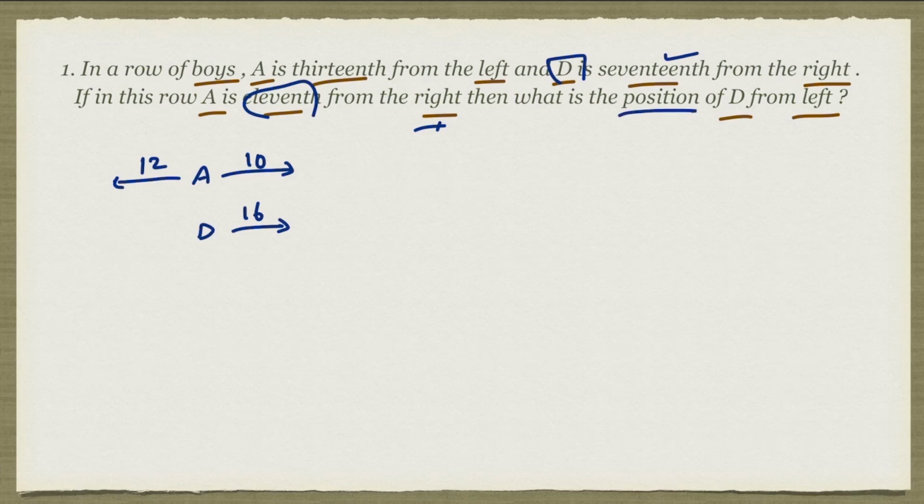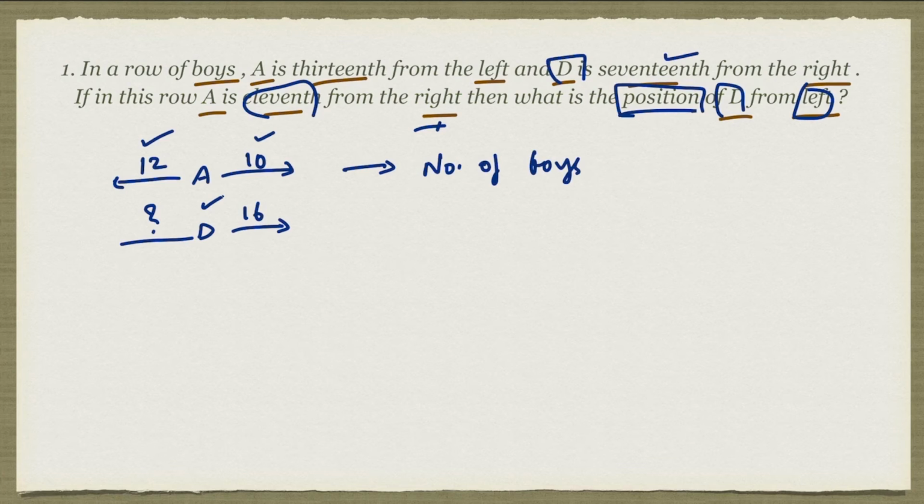It is asking us to find out the position of D from left. We know A's position from the left and A's position from the right. We know D's position from the right. We need to find out D's position from the left. From A's position, we can find out the number of boys in the row, isn't it? The number of boys are 12 plus 1 plus 10. Total 23 boys. 12 members before A, then comes A, and 10 members after A. These are the total number of boys in the row.